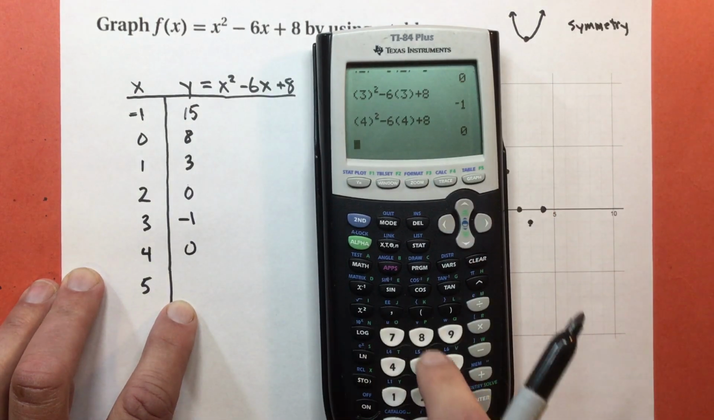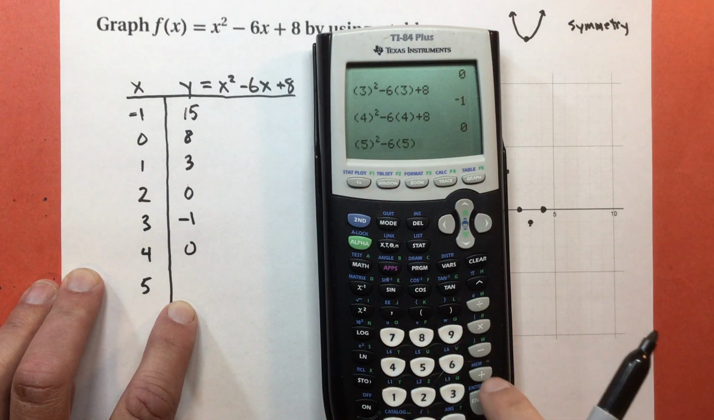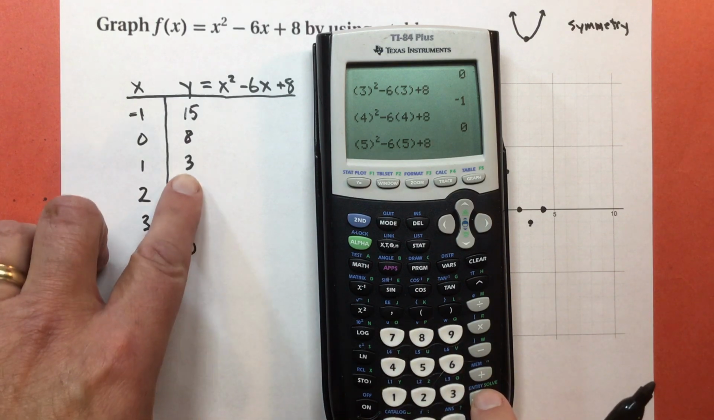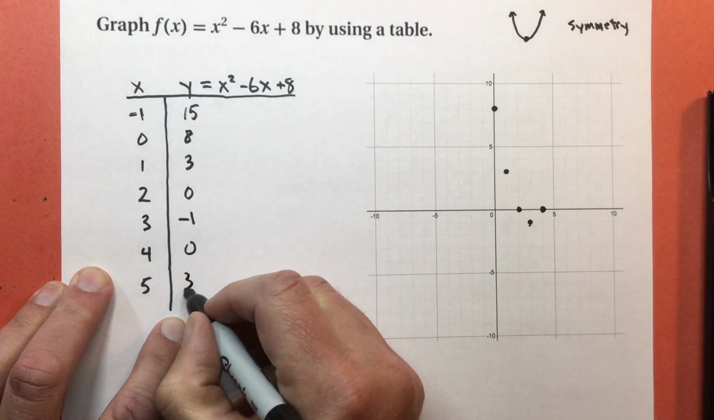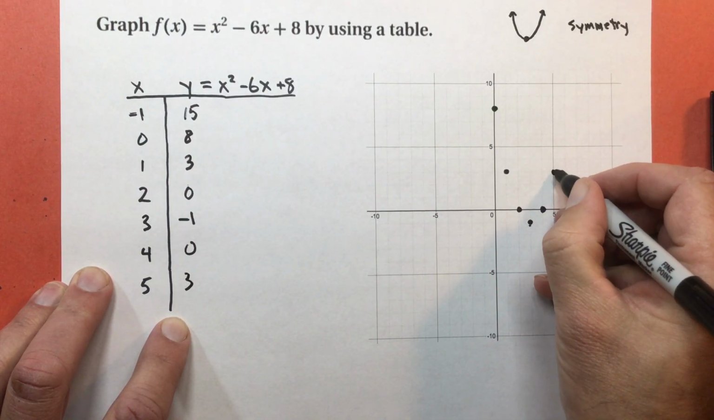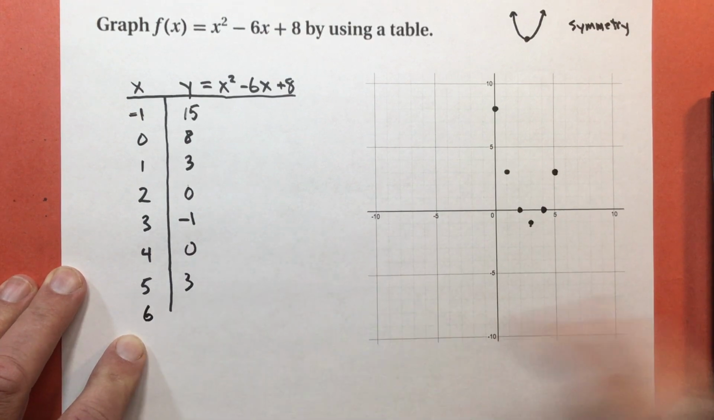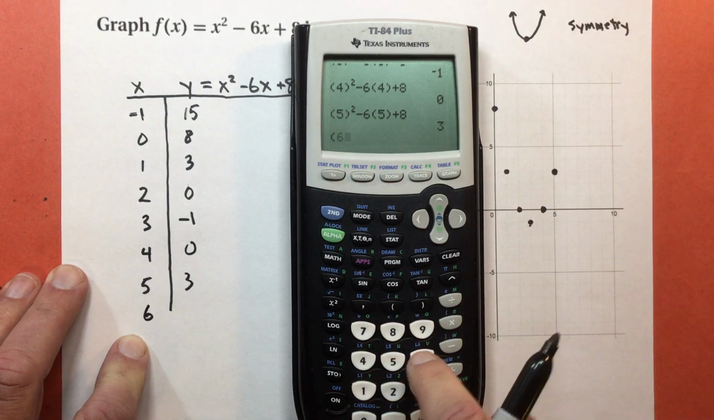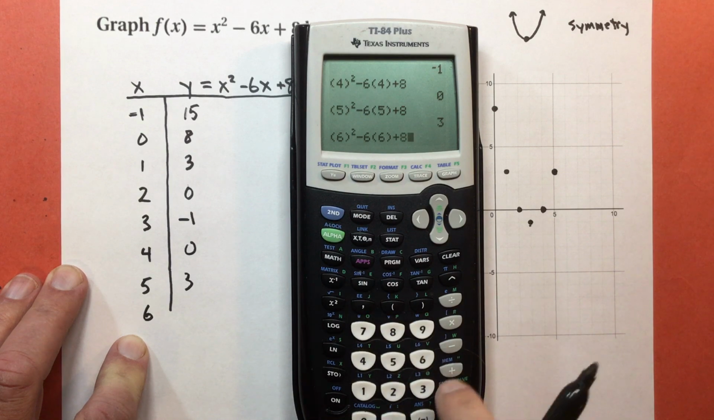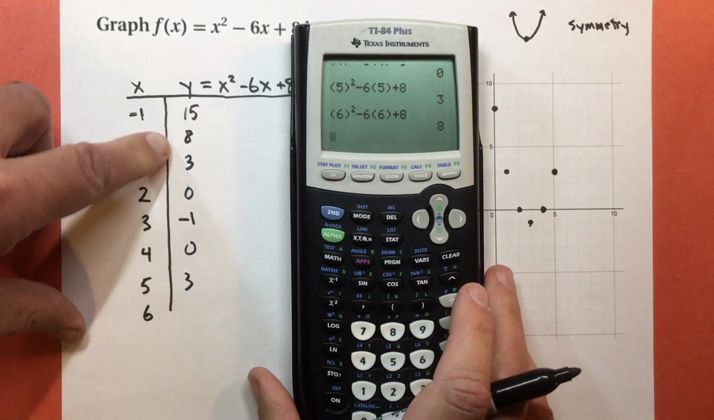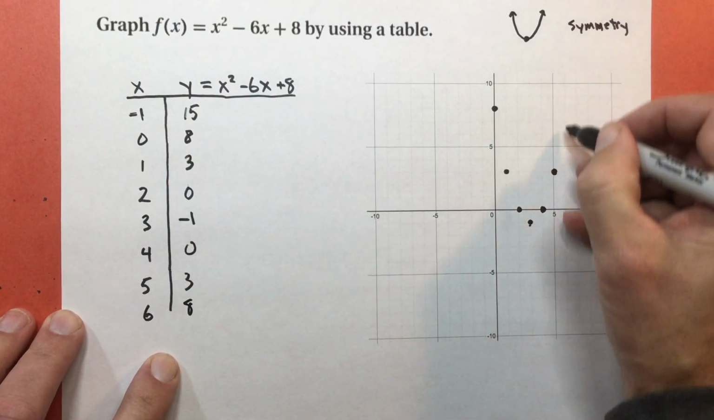Let's try it. 5 squared, subtract 6 times 5, plus 8. I think it's going to be 3. There you go. Put it in both. So 5, 3 is right here. And let's do one more. Let's do 6. 6 squared, subtract 6 times 6, plus 8. So it matches up with the 8 right here. So again, I've got symmetry going on. 6, 8 right here.